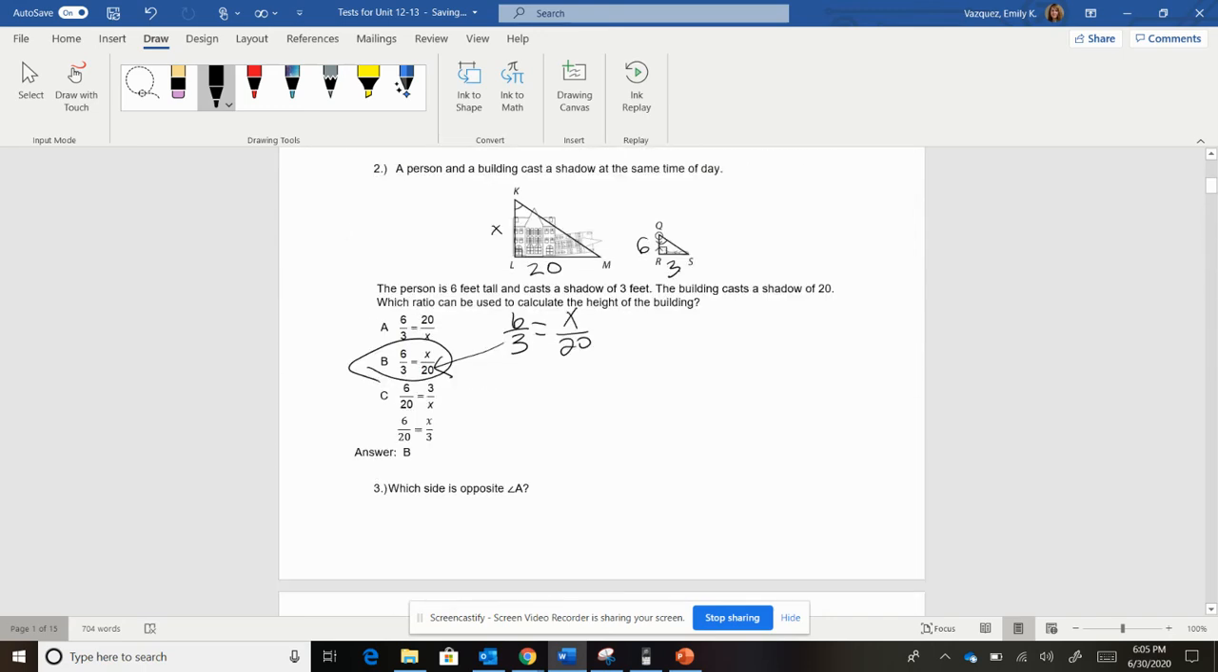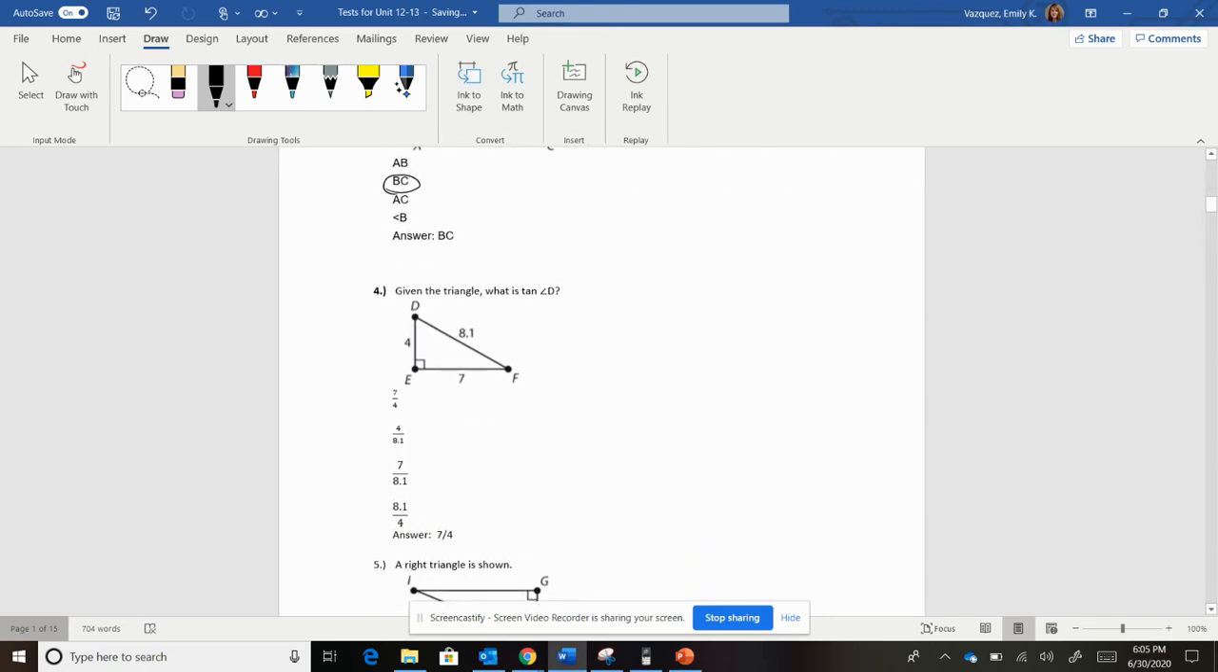Given the triangle, what is the tangent of angle D? Well, if we remember our acronym, SOHCAHTOA, tangent of angle D is opposite over adjacent, because that comes from TOA, right? So here's angle D. Opposite from angle D is going to be 7. And adjacent is going to be right next to angle D, in fact, touching angle D, right? It can't be 8.1 because that's the hypotenuse. It has to be 7 over 4.